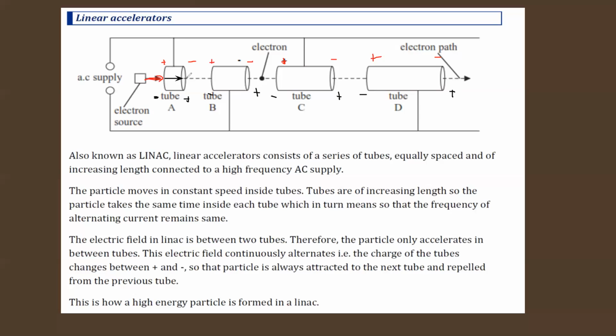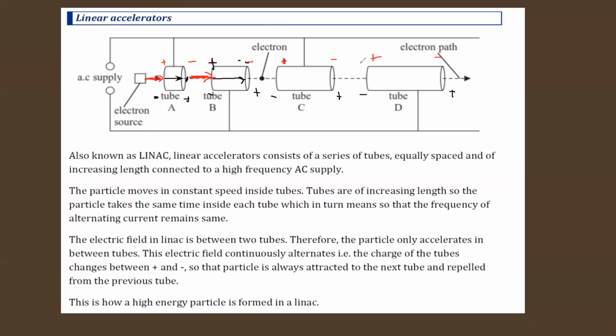The moment the electron reaches the other end of the tube, again the terminals change. So now the positive is on the left and negative on the right. So the electron is again accelerated. But when it moves within the tube, there is no acceleration, no change in speed.